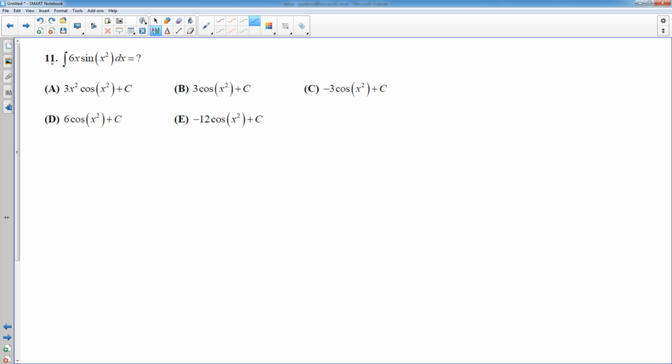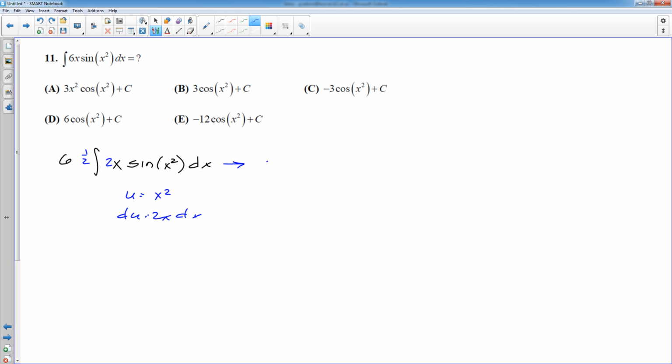11. Looks like U sub, because if I look on the inside, I see an x squared. The derivative of x squared is 2x. I have a 6, so maybe the first thing I'm going to do is pull that 6 out. There are a couple of ways you can do this problem. I'm going to start by pulling out the 6, and then doing my U sub, where U is going to be x squared, du is 2x dx. I'm missing the 2, so I'll put it there. I'll offset it with the 1/2.